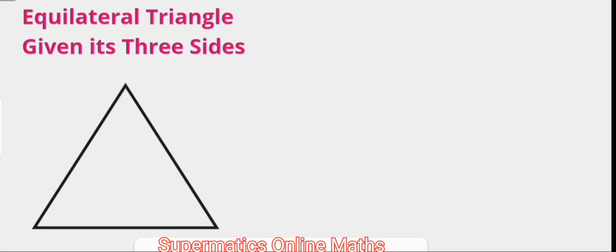The next is the equilateral triangle, when the three sides of it are given. And do not forget that all the sides of an equilateral triangle are equal. So we're going to call this triangle ABC.